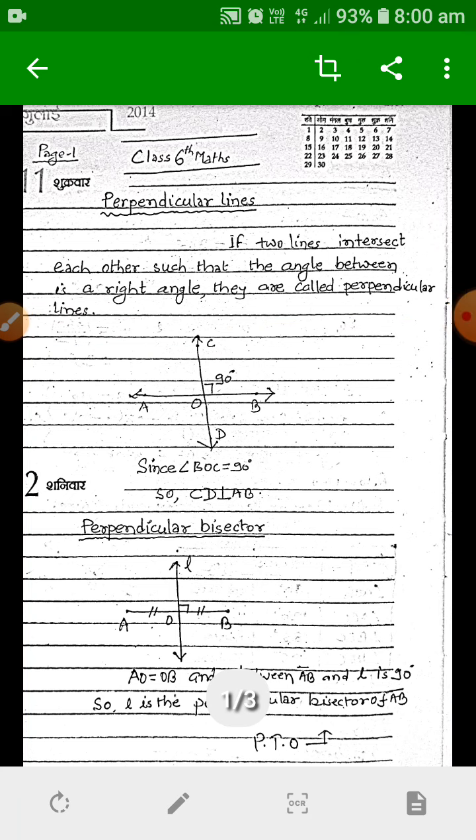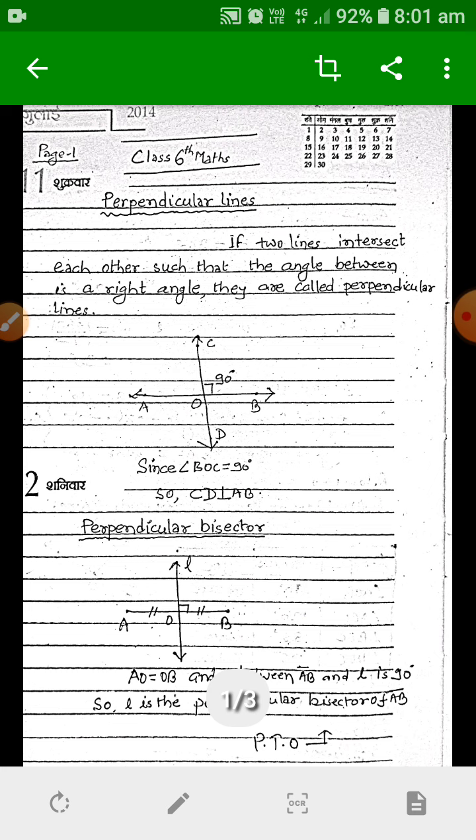Today we discuss perpendicular lines. If two lines intersect each other such that the angle between them is a right angle, they are called perpendicular lines. Look at the figure. You can clearly see that there are two lines AB and CD which intersect each other at point O, and the angle between the two is 90 degrees. That is, angle BOC is equal to 90 degrees. So line CD is perpendicular to AB.